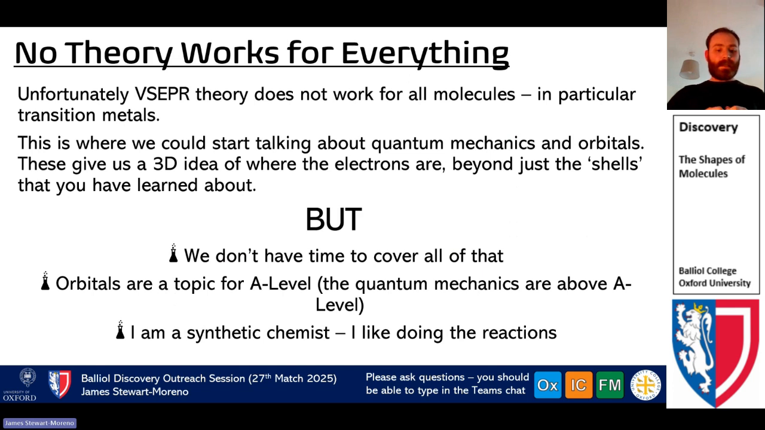So, it was mentioned earlier on, does this work for all molecules? Unfortunately, it doesn't. In particular, when you're dealing with a transition metal. So these are things like iron, cobalt, nickel, that lower rectangle in the middle of the periodic table. That's where the VSEPR really starts not to work. Now, this is where I could start talking about quantum mechanics and orbitals and giving you a bit of a look beyond just the sort of shells that you have learned about so far. But we are quickly running out of time. Those things are a topic for A-level and possibly beyond.